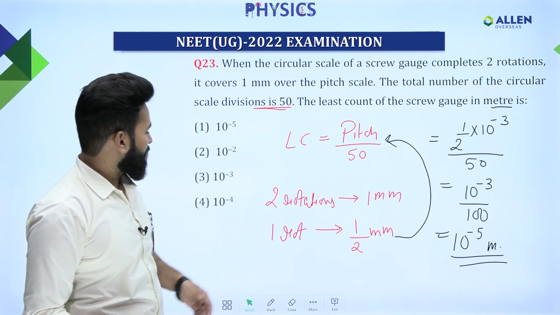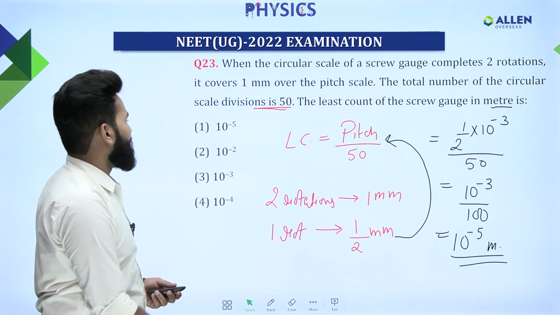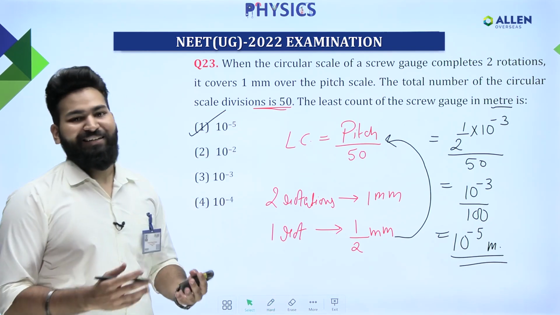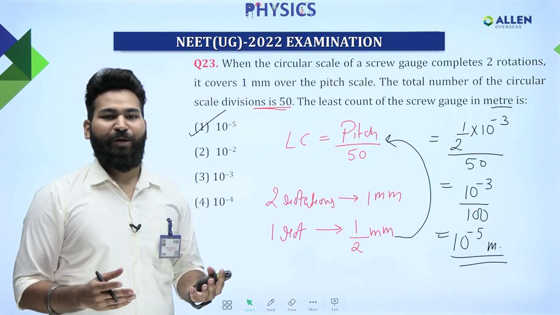Okay, now let's check the options. 10 raised to the power minus 5 is given in option number 1. So option number 1 will be the correct answer to this question. I hope you guys got it.